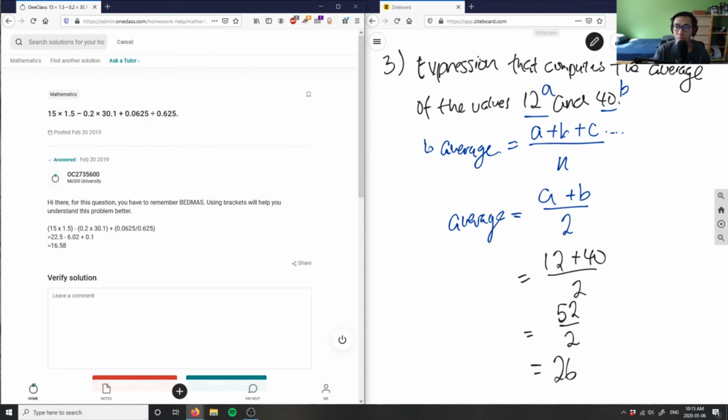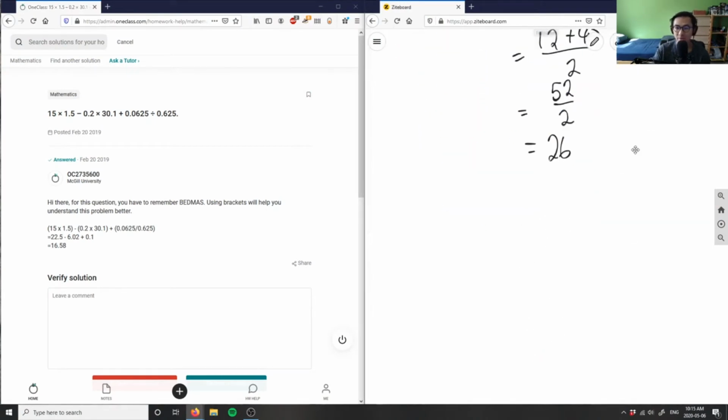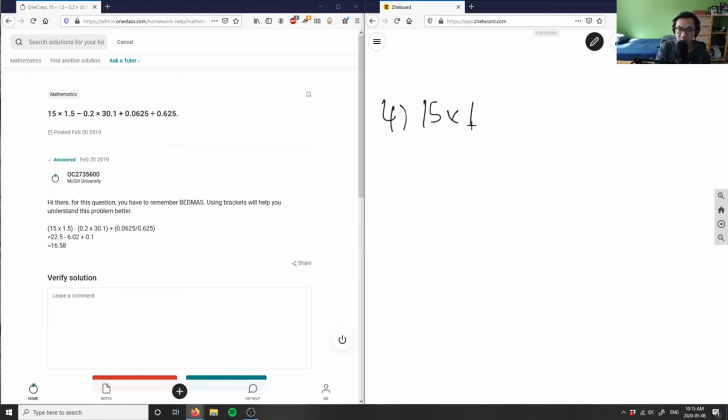All right, number four is that I just have kind of an expression here. So let me just write this down for you. So 15 times 1.5 minus 0.2 times 30.1 plus 60, oh no, plus, I may have to make this smaller actually.